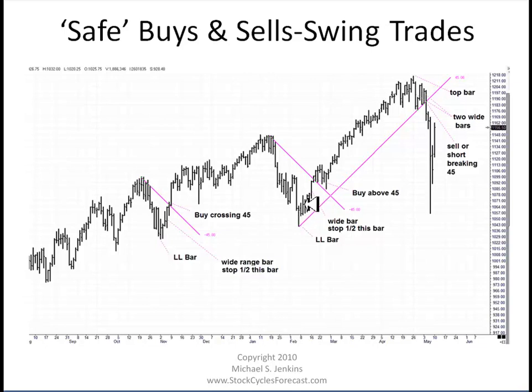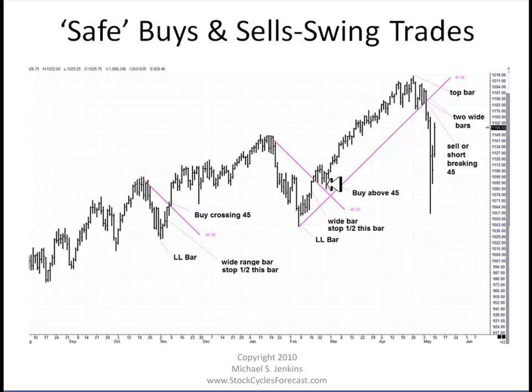It's creeping up. And then we get a big bar breakaway here. So you could be thinking about going long here, but again, it would be safer if you wait for them to actually break out above the 45. At any point after that, you could buy any dip as long as they didn't break back under the 45.